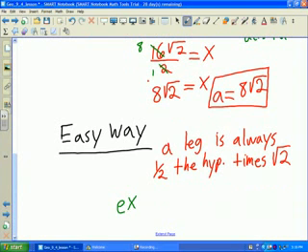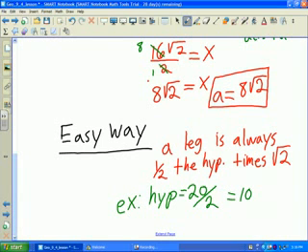For instance, if I give you a hypotenuse that equals 20, the leg is going to be half of this 20, which is 10, times the square root 2, which is 10 square root 2. That is the measurement of your leg, x.